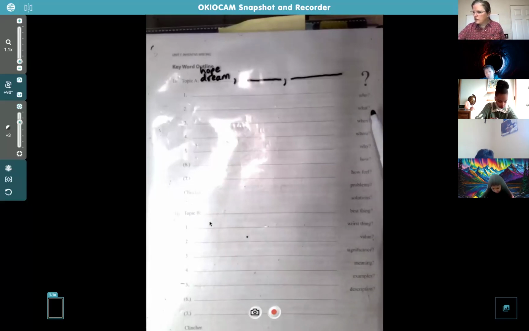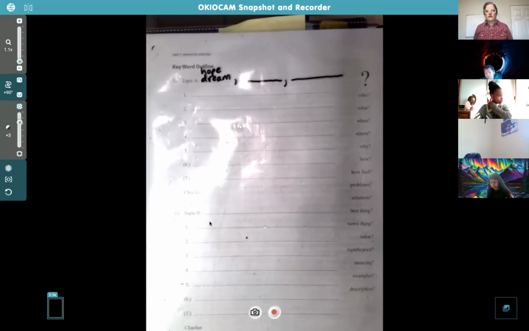Notice it says who, what, when, where, why, how. Those are the big six. How do you feel or how will you feel? Are there any problems that you might have along the way? Solutions? What do you think would be the best thing about doing that hope or dream? What is the value, significance, meaning, examples, and description?